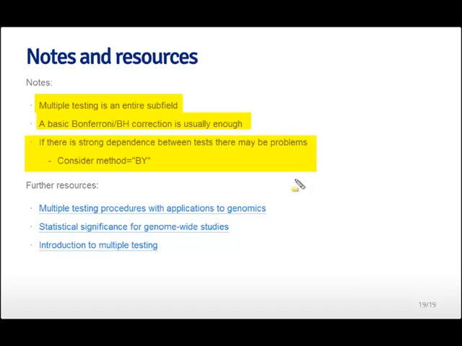So for the resources, this is quite a nice paper, a gentle introduction to multiple testing procedures with applications in genomics, which is an area I work in and where multiple testing has really flourished as a statistical discipline. Similarly, the statistical significance for genome-wide studies is a very nice, gentle introduction in terms of a paper to read. Again, it's focused on molecular biology, but it's pretty easy to read, I think, even if you're not an expert in that area. And finally, this is a very nice introduction to multiple testing that goes over the basics. A lot of what I've covered now, but maybe a little bit more depth in case you're interested.